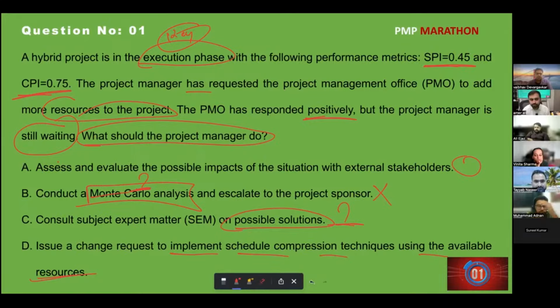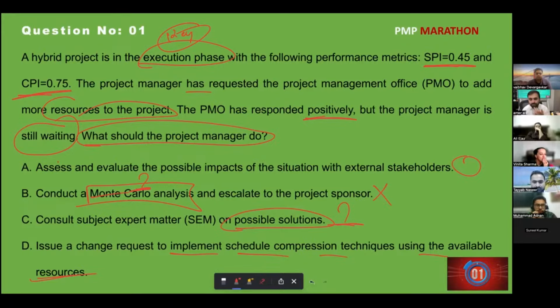I was not sure about D because the question says using the available resources. What was your answer? A. Assess and evaluate the impact with the external stakeholders. Why would external stakeholders have to do anything? Who is an external stakeholder? It can be vendors. What is the purpose there?